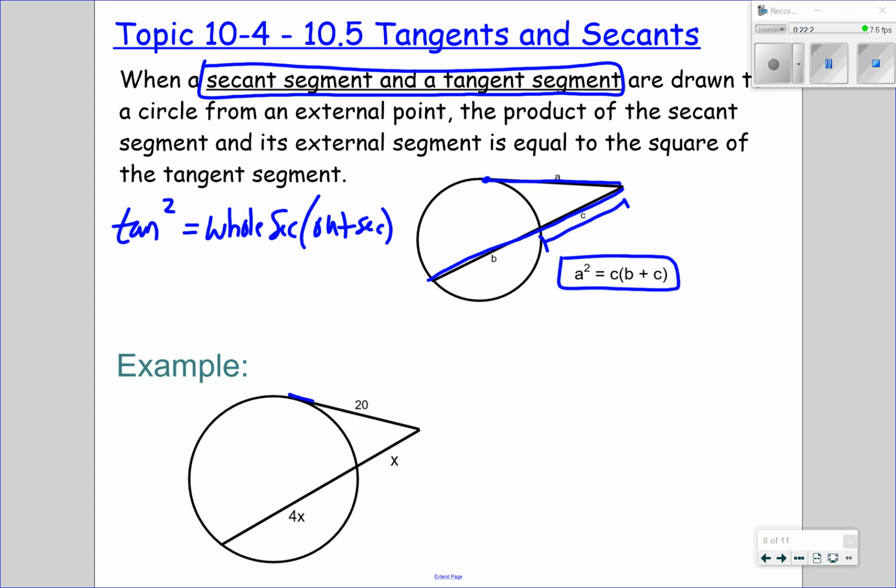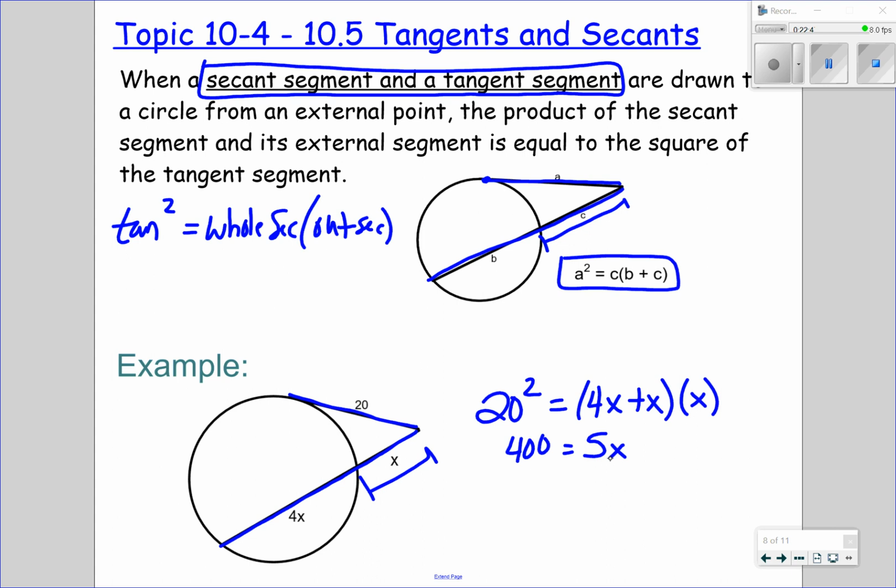So down here in this example, here's our tangent segment. So we're going to do 20 squared equals our whole secant, which would be 4x plus x, times the outside piece, which is x. So 20 squared, that's going to give us 400. 4x plus x is 5x, and then times x, this would be 5x squared. Now we would simply go ahead and divide by 5, so we'll get x squared equals 400 divided by 5, I believe is 80, yes.